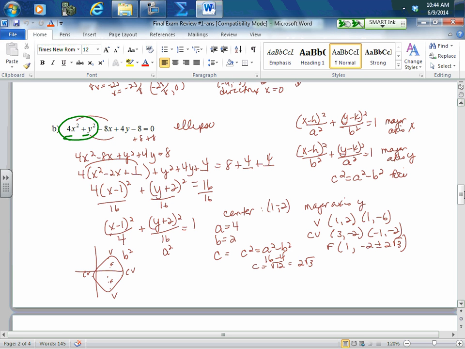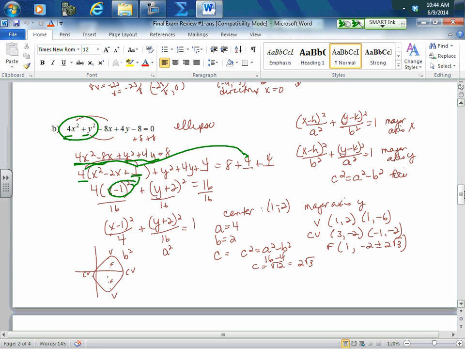This was the ellipse. You want to group these together. You want to group your x's, you want to group your y's. And then you're going to complete the square for both of them. Remember, your coefficient has to be a 1. So we factored out the 4 and we left the space. Then we said half of -2 is -1. 1 squared is 1. Then we had to distribute this back out to bring it to the other side.